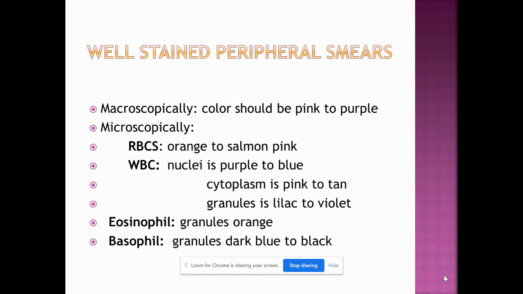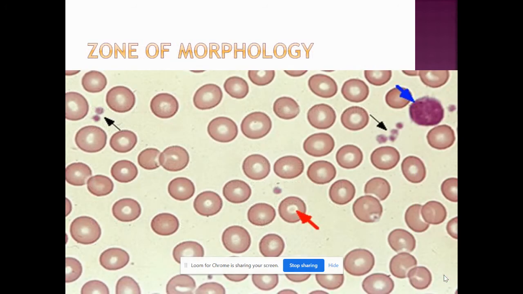Once you have checked that these are the colors of your blood cells, then you proceed to locating the zone of morphology. In the picture, you have an example of the zone of morphology. It is where your blood cells are not overlapping with each other, and at the same time, they should not be too far from each other, just enough to have a bit of space between different blood cells.